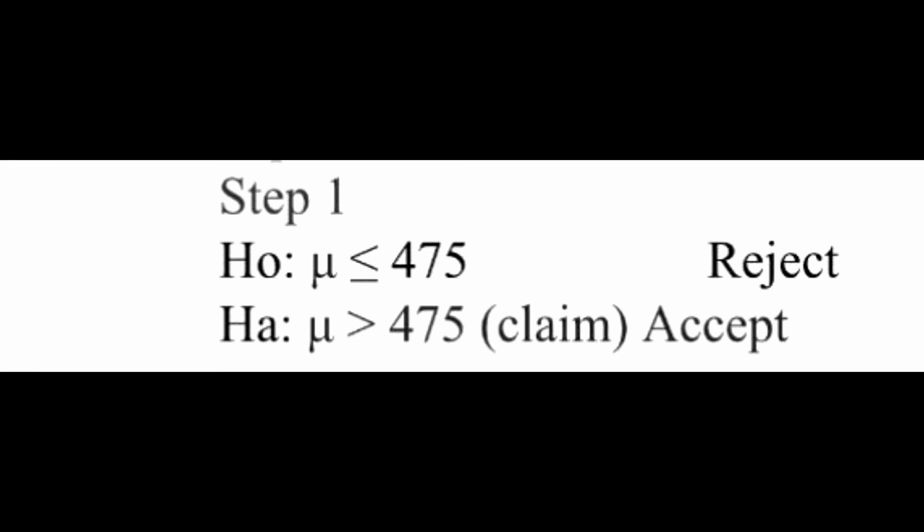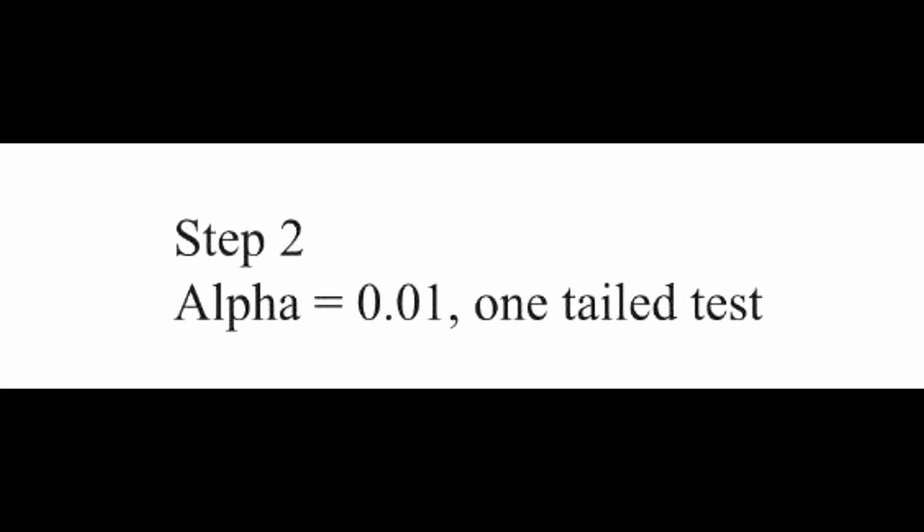Step 1. Our HA would be what is asked. Therefore, it is represented as mu is greater than 475. HO then is the opposite, which would be mu is less than or equal to 475. Step 2. Write the alpha, which would be 0.01. Since the question said the keyword more, it is a one-tailed test.